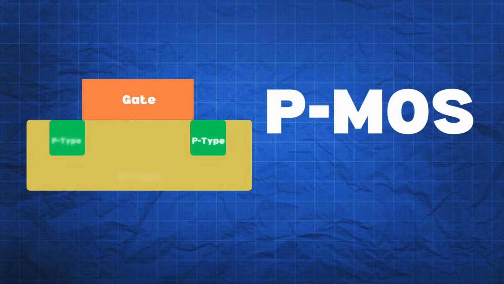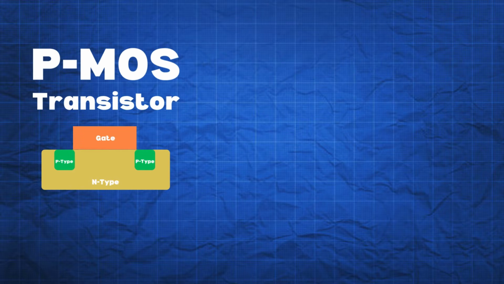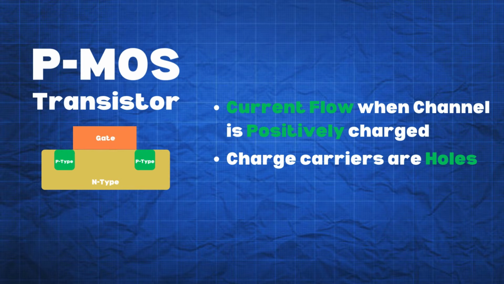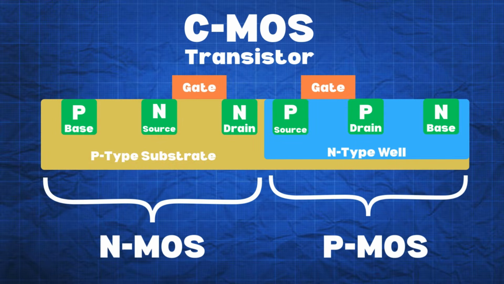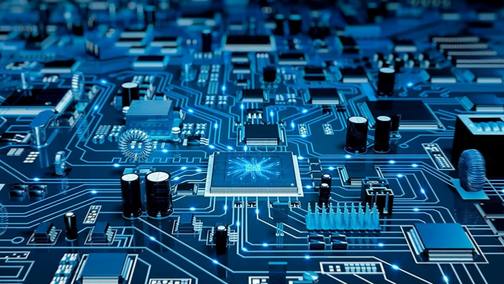The opposite of this device is a PMOS device. Current flows through this transistor with a positive charge in the channel, meaning that the carriers are holes. Joined together, these two devices form CMOS, which are extensively used in modern electronics, such as chips and CPUs. Let's understand how these transistors perform complex computations.